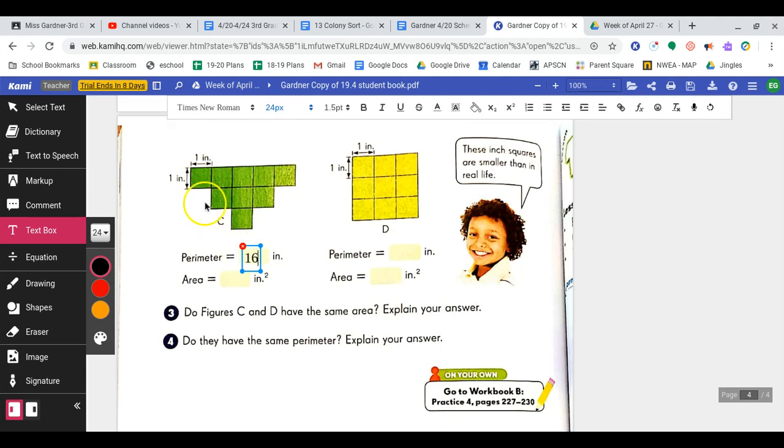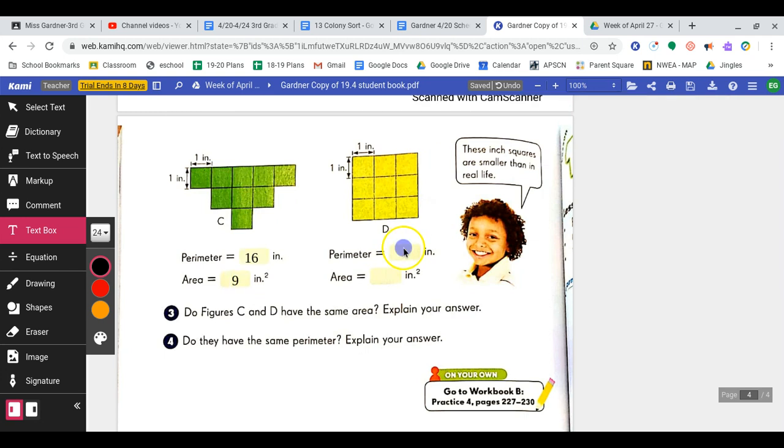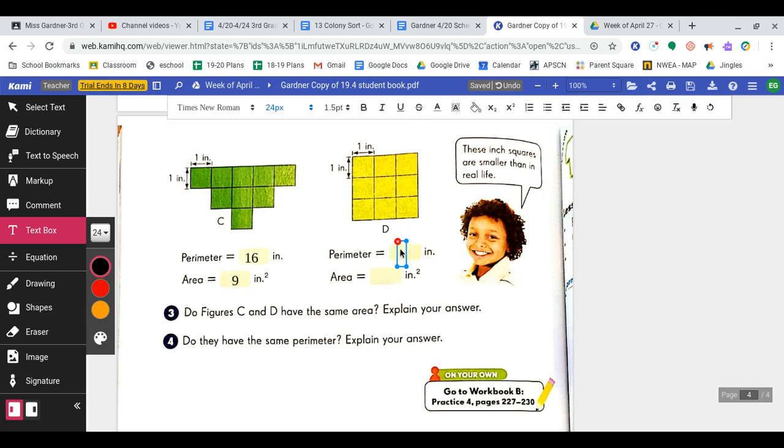Now for the area, we're going to count up 5 plus 3 is 8 plus 1, 9 square inches. Figure D will be easier. It's a perfect square, so we can multiply for area, and perimeter is going to be a little easier as well. We're going to add our sides for perimeter. So 3 plus 3 is 6, plus 3 is 9, plus 3 is 12. We could even multiply that. 3 times 4, since there are 4 sides of the exact same length.